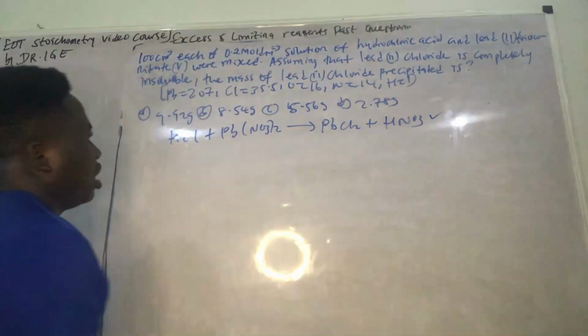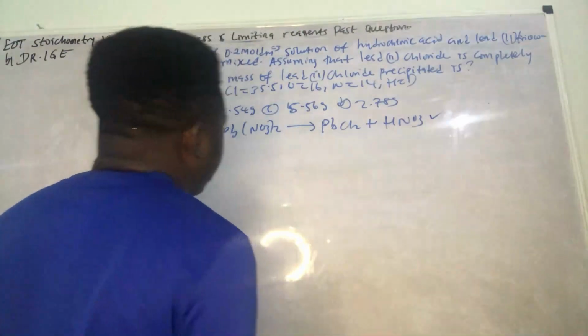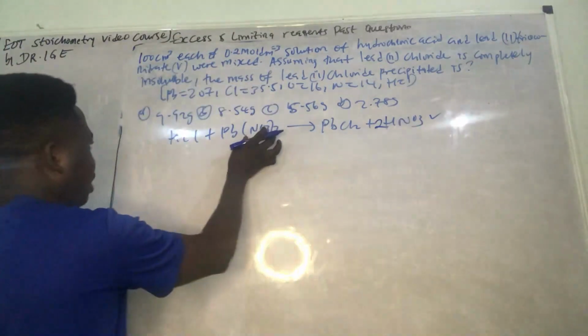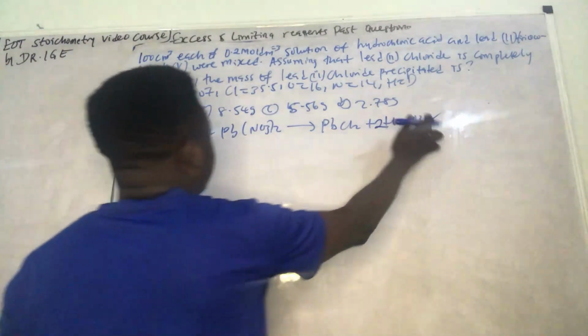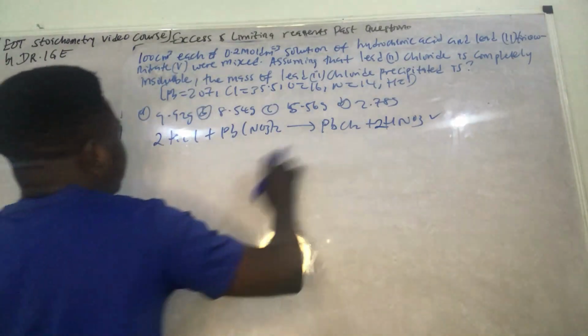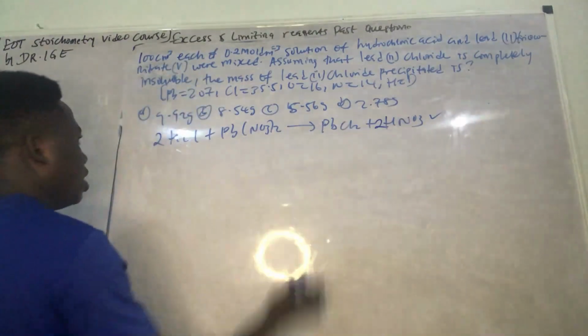So first, check if the reaction is balanced. It's not balanced at all. If I put 2 here, how will I know that I'll put 2 here? I already know that this NO3 is 2 here. So I have to balance that part. Hydrogen here is 1, let me put 2 here. So it means hydrogen is balanced, chlorine is 2. See, it's balanced.